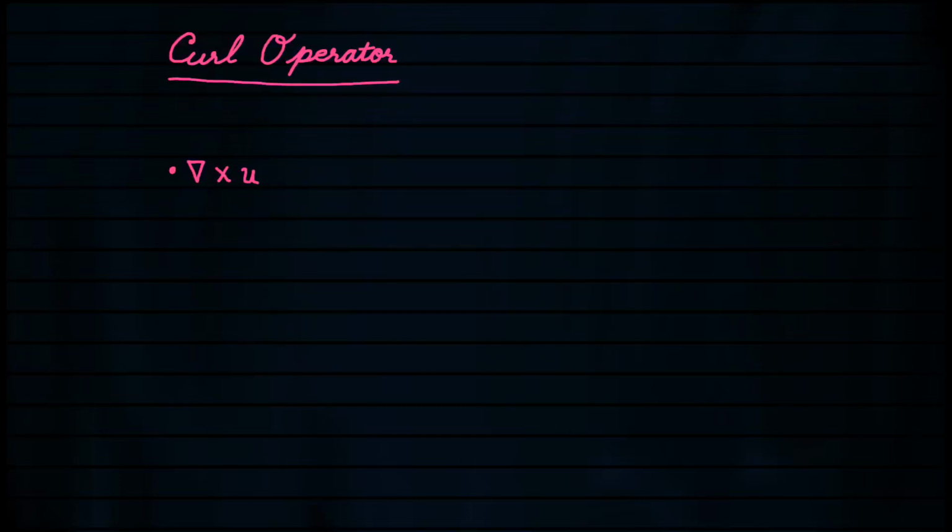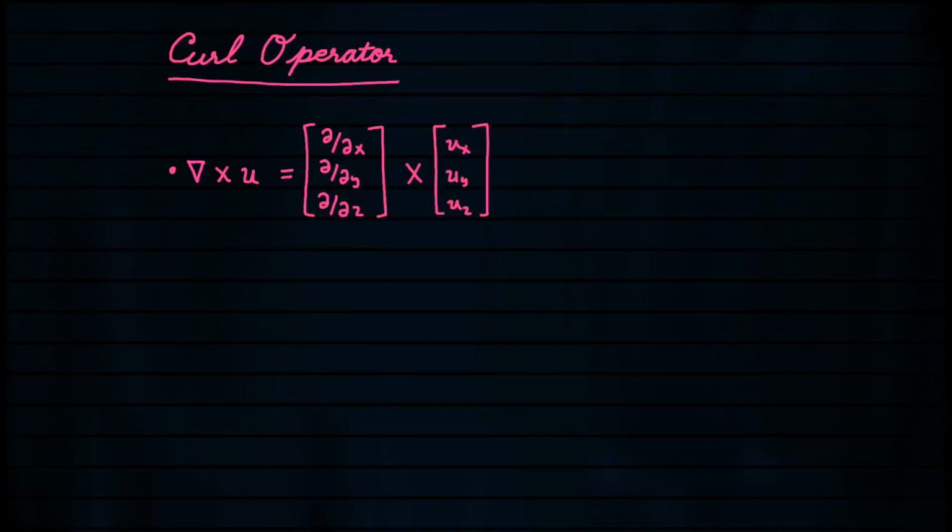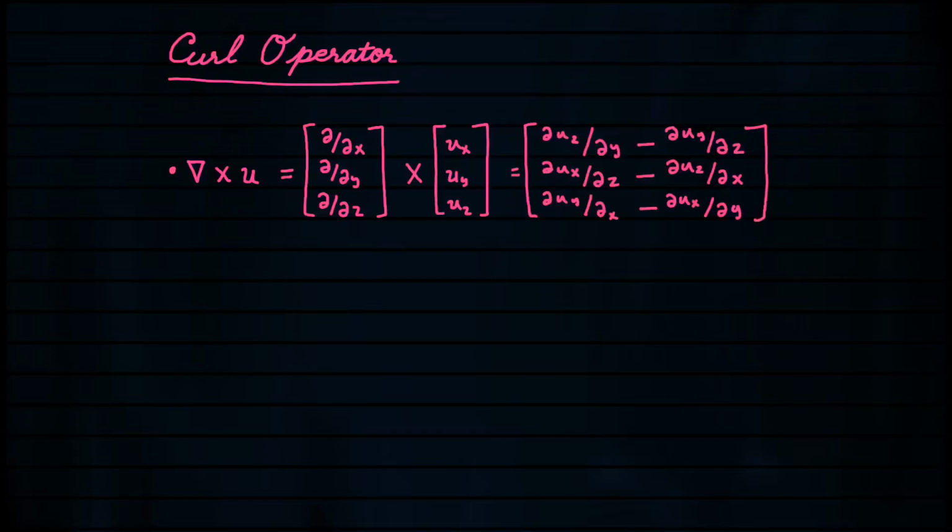The curl operator has the idea of rotation, and you'll notice that we have the nabla symbol and the cross product symbol with u. So the idea of the cross product is going to be evident in the way that we calculate this operator. In fact, when we do this operation, it is basically the cross product, except that, just like before, we don't just multiply the values. We're actually talking about derivatives here.